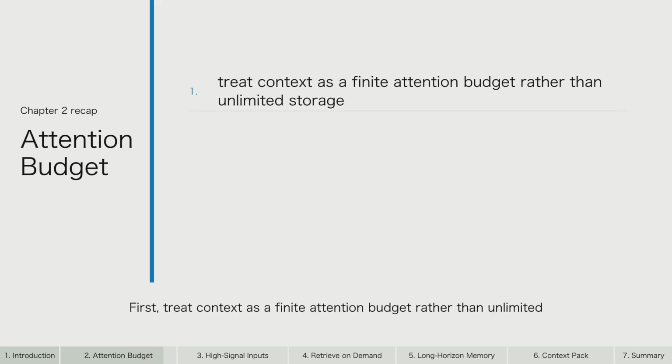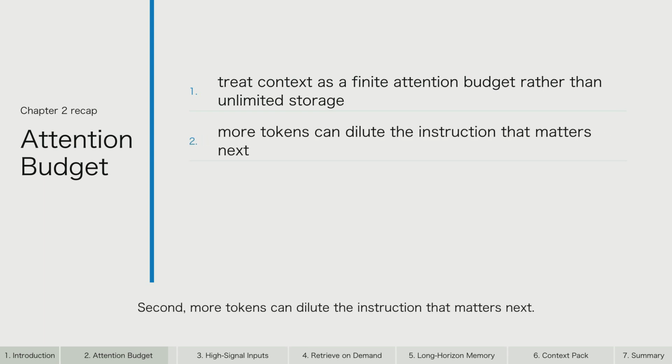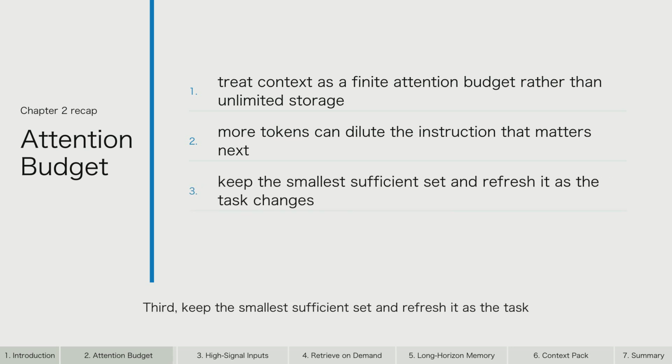First, treat context as a finite attention budget rather than unlimited storage. Second, more tokens can dilute the instruction that matters next. Third, keep the smallest sufficient set and refresh it as the task changes.